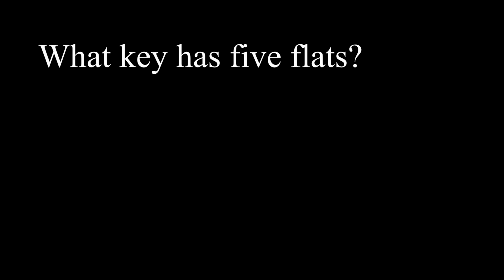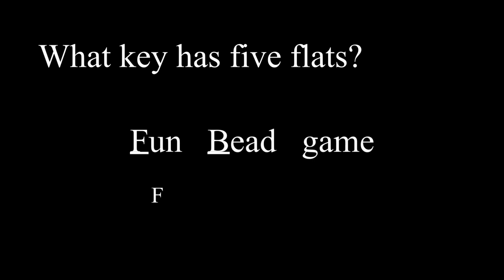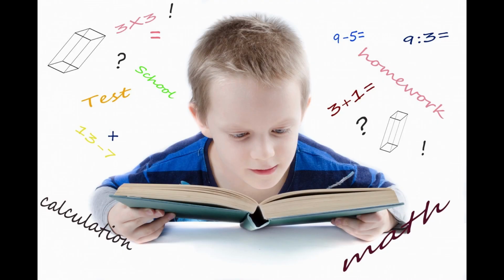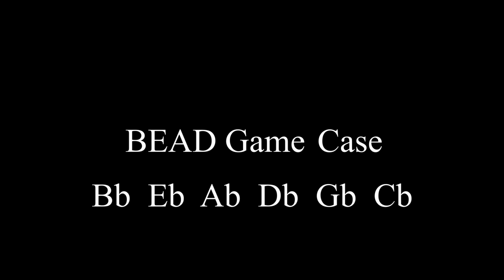What key has 5 flats? Fun, F; Bead, B flat, E flat, A flat, D flat. The answer would be D flat. Next, we need to memorize the order of flats in a key. The mnemonic device for this is Bead Game Case. Using all the letters of the word bead with the first letters from the words game and case gives us the order of flats as they appear: B flat, E flat, A flat, D flat, G flat, and C flat.